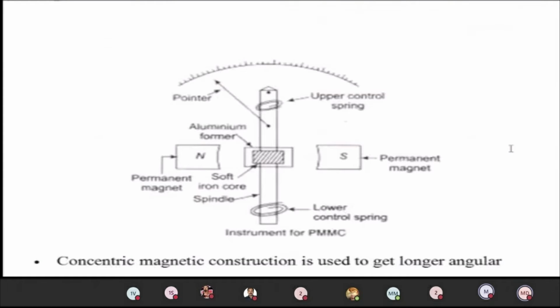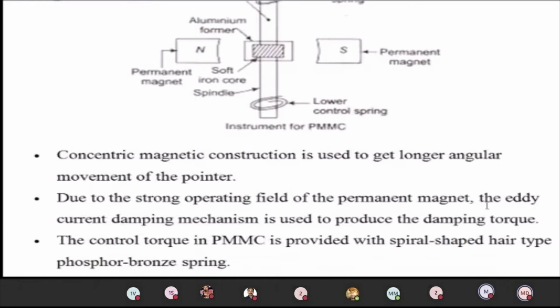And you can see the construction diagram of a permanent magnet moving coil, which has a permanent magnet. It has north and south poles and a soft iron core with a spindle, and you can see the two control springs for control torque. So this is a simple construction diagram of a permanent magnet moving coil.